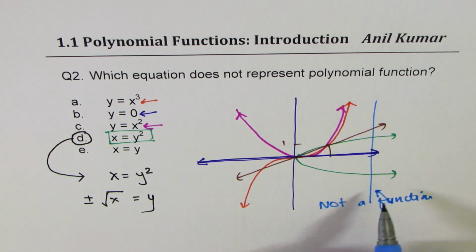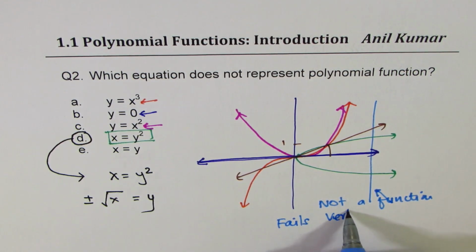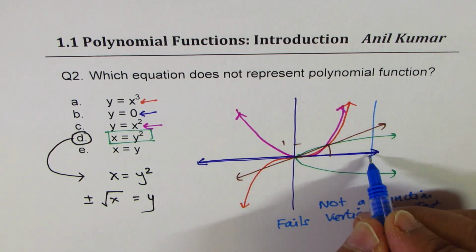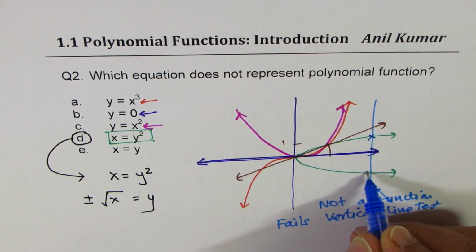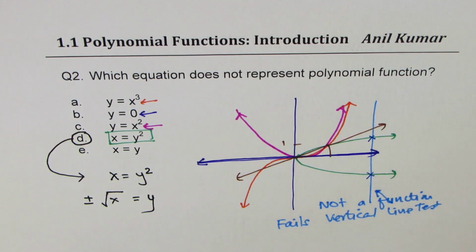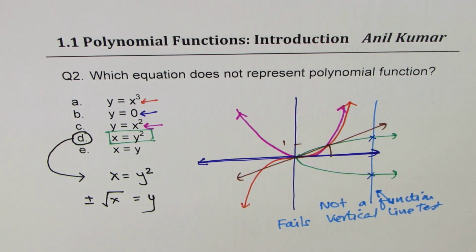It is only a relation, right? Since it fails the vertical line test. One value of x is actually corresponding to more than one value, 2 values, right? Therefore, it is not a function. Do you see that? So x equals y squared is not a polynomial function at all.